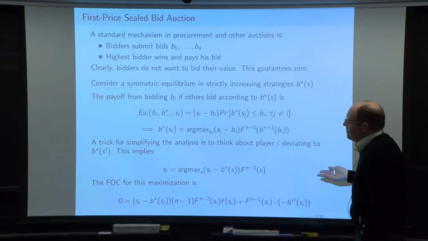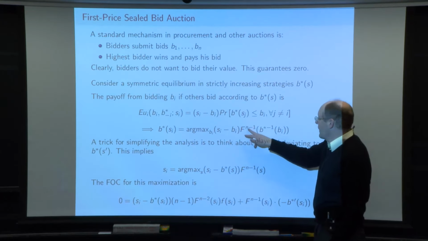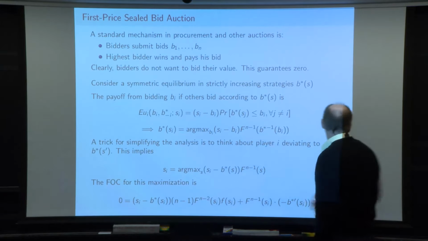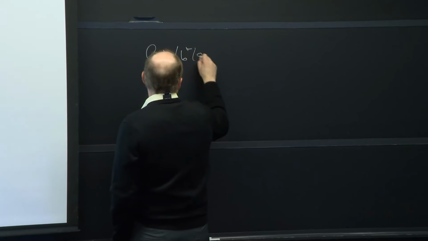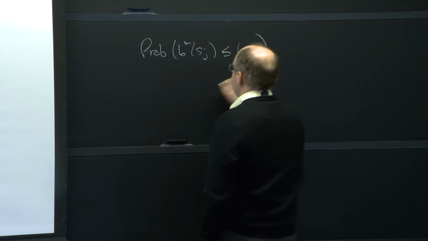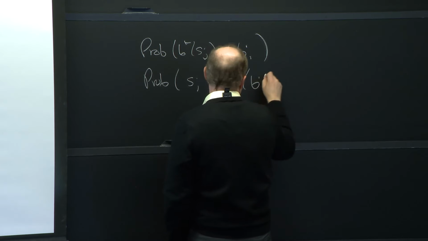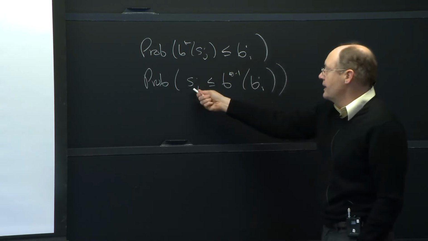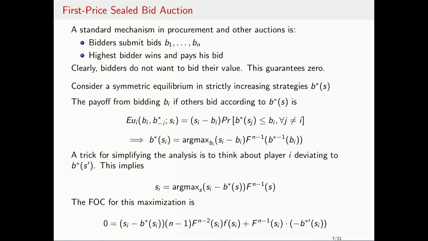So that tells me that my optimal bid has to be the maximizer of S_i minus B_i times F to the N minus 1. The probability that B star of S_j is less than or equal to B_i is just the probability that S_j is less than or equal to B star inverse of B_i. So the probability that everybody else's signal is below B star inverse of B_i is just F of B star inverse of B_i raised to the N minus 1 power.